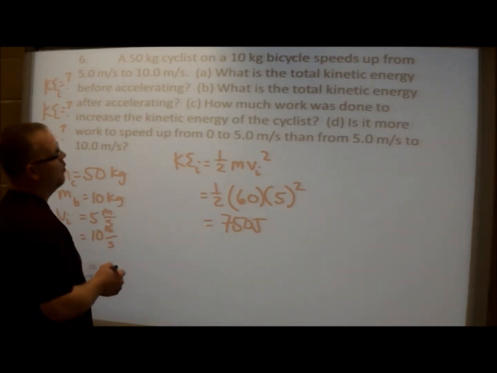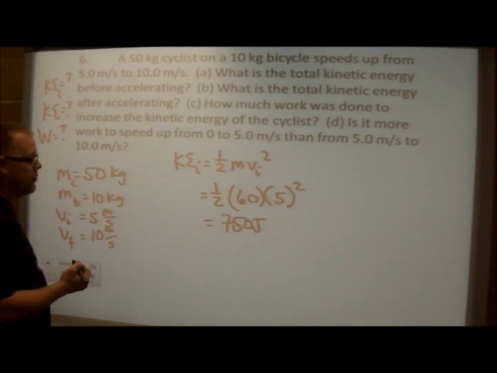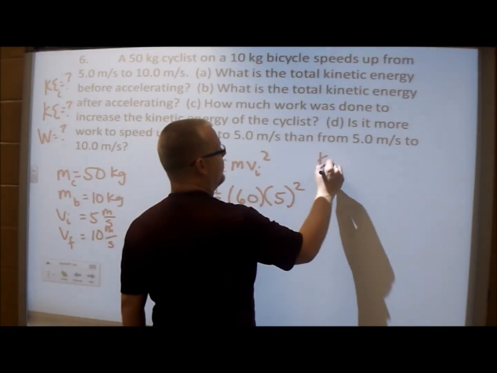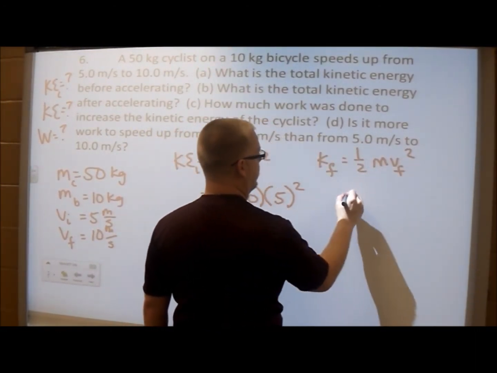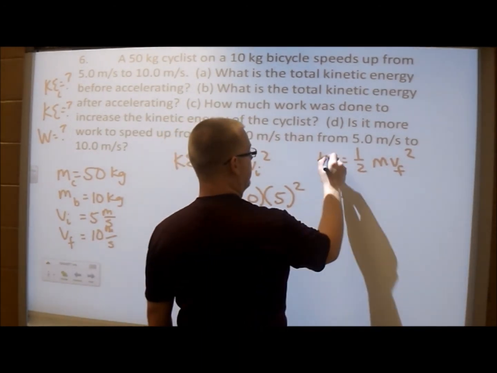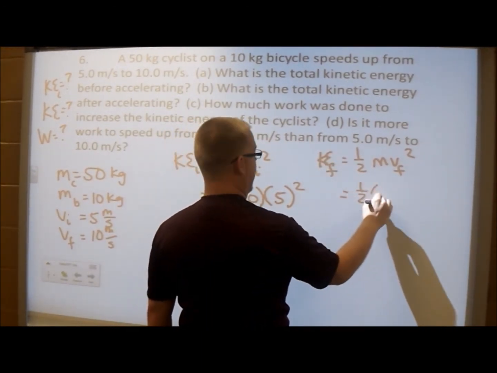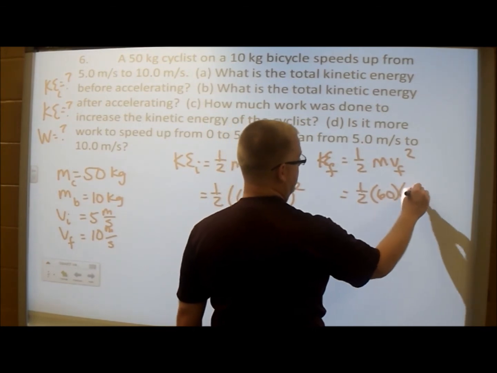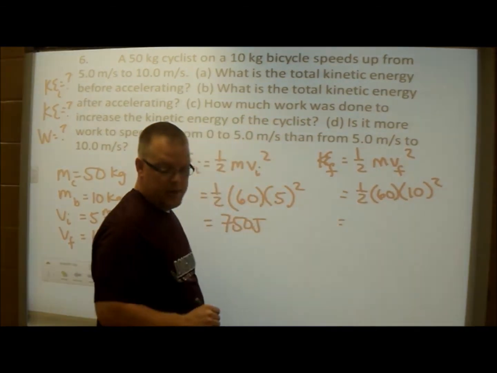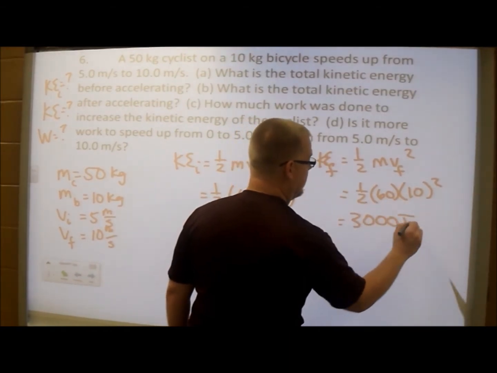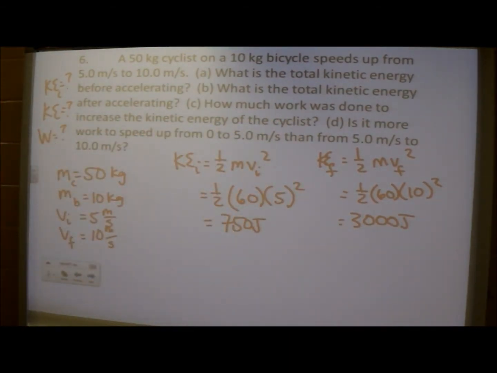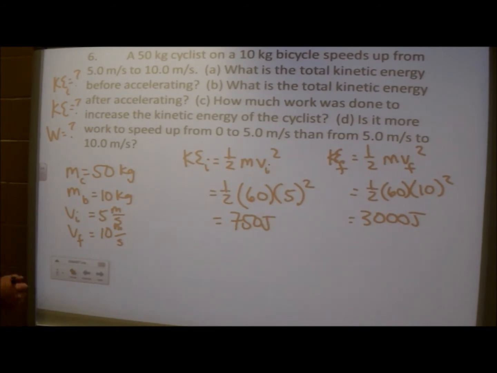Now it says, what was the total kinetic energy after accelerating? So that means the final kinetic energy, 1/2 m v final squared. So I'm going to have 1/2 times 60, my final velocity was 10, squared. So after I've accelerated, now the kinetic energy is 3,000 joules. The question is, how much work does it take?